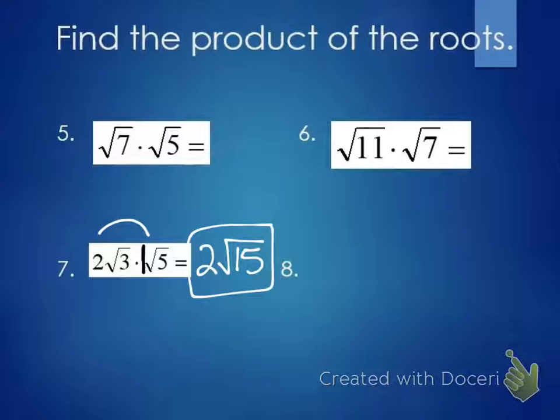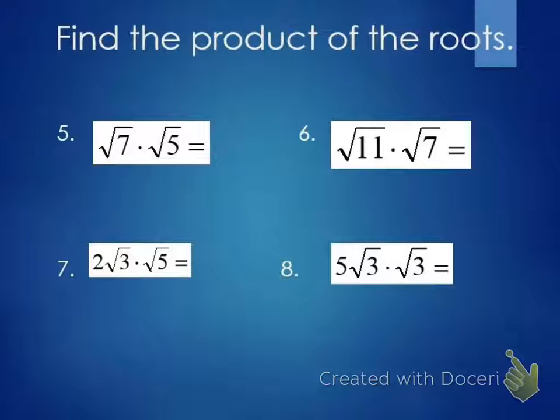No, we cannot. So again, we leave it there. When we're just getting started, 5 is getting multiplied by 1. 5 times 1 is 5. That's outside the radical. Inside the radical, we're taking 3 times 3, which is 9.